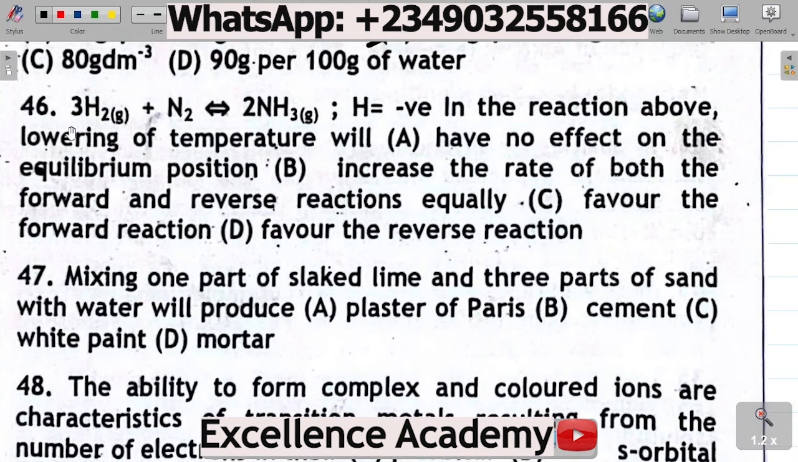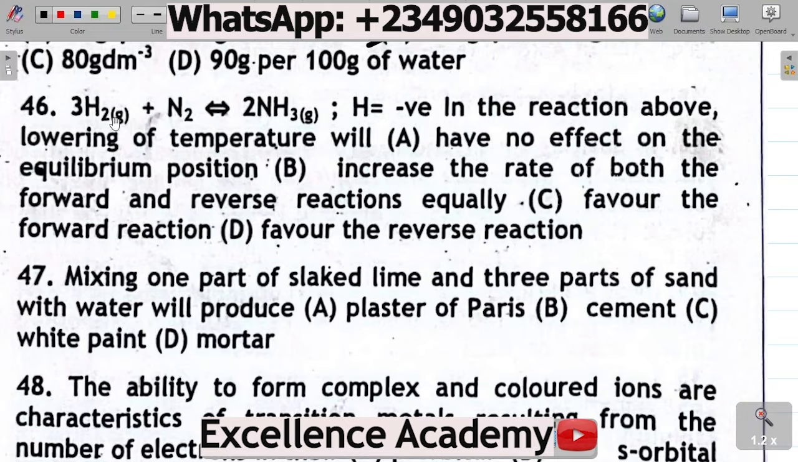Question 46. 3 molecules of hydrogen gas plus 1 molecule of nitrogen gives you 2 moles of ammonia. And you have that ΔH is given as negative. They said in the reaction above, that's this reaction here, lowering the temperature will A, have no effect on the equilibrium position, B, increase the rate of both the forward and reverse reactions equally, C, favor the forward reaction, D, favor the reverse reaction. So what's the correct answer to this question?